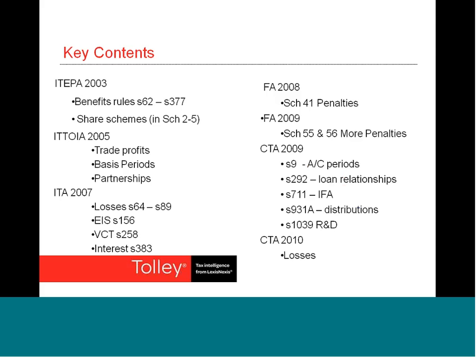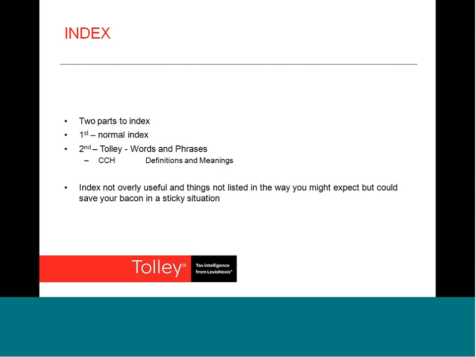So I would say that these are the key contents that you really need to know, which act, where these things are within the act itself. There is an index. There's two parts to the index. There's the normal index, and then there's what I call the noddy index, the simpler index, which in TOLI is called the words and phrases. In CCH it is called the definitions and meanings.